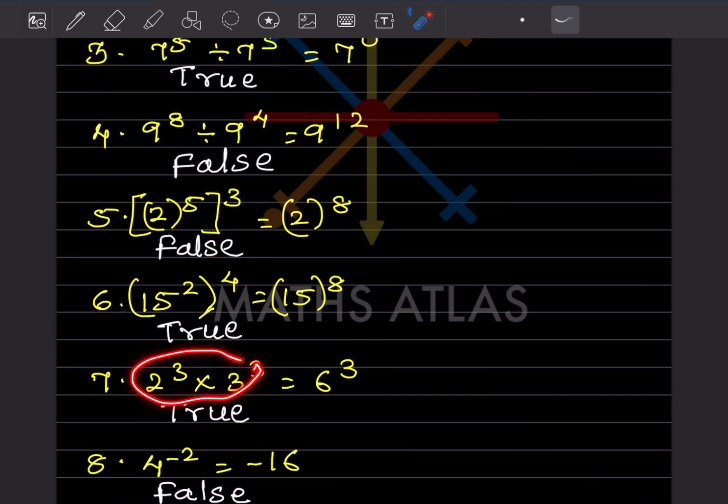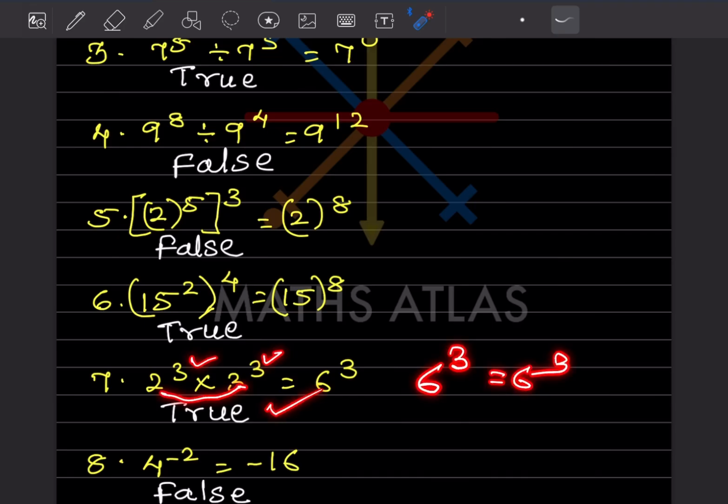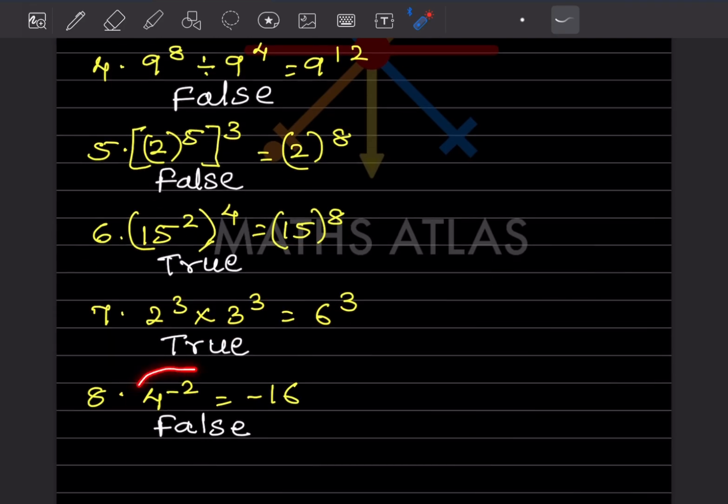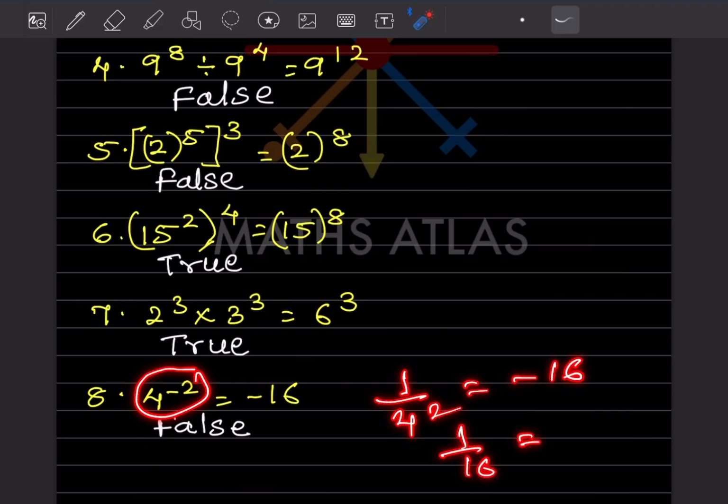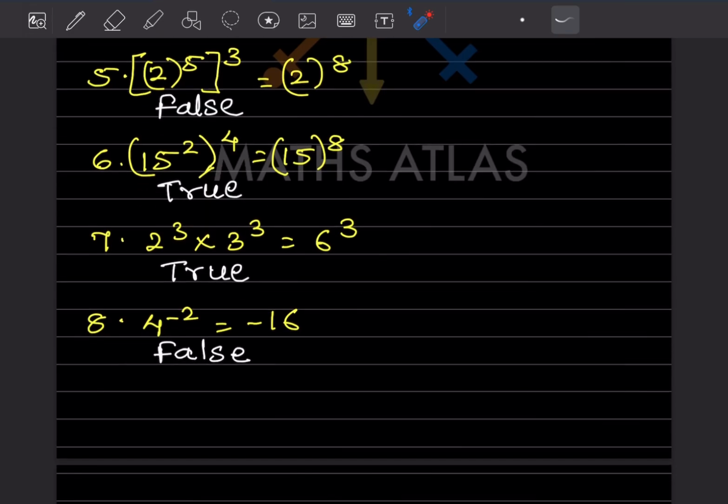Now this part you can see here, the exponents are the same. That means the bases should be multiplied. So 2 3s are 6. So that is going to be 6 raised to 3 is equal to 6 raised to 3. So this is true. Now for this part, we can write here 1 by 4 raised to 2 is equal to minus 16. So 1 by 16 is minus 16, which is false.